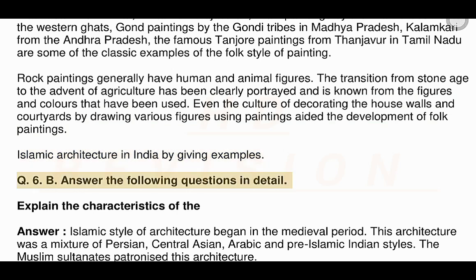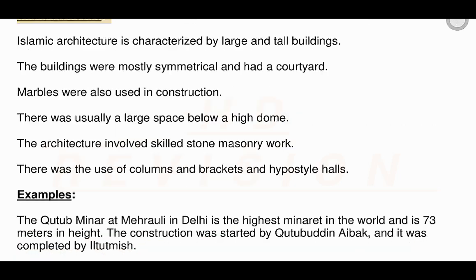Islamic architecture in India by giving examples. Q6. B. Answer the following questions in detail. Explain the characteristics of the Islamic architecture in India by giving examples. Answer. Islamic style of architecture began in the medieval period. This architecture was a mixture of Persian, Central Asian, Arabic and pre-Islamic Indian styles. The Muslim sultanates patronized this architecture.